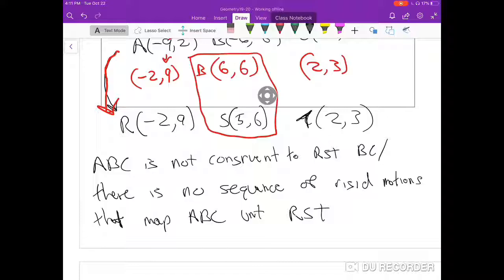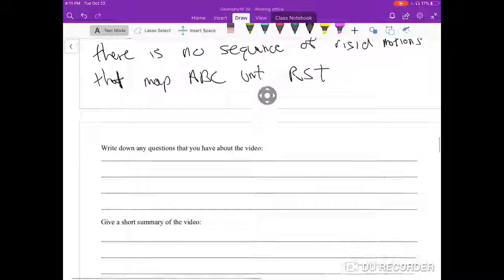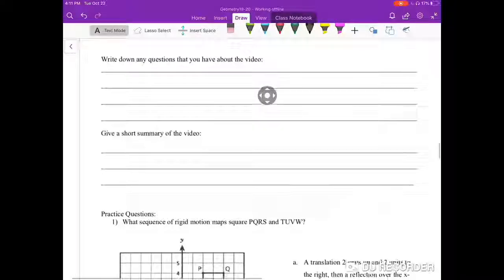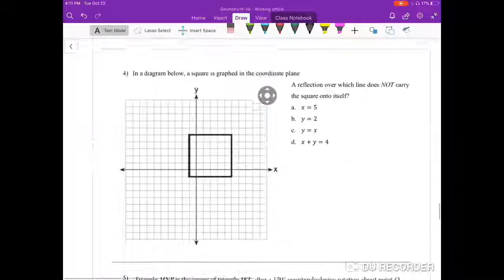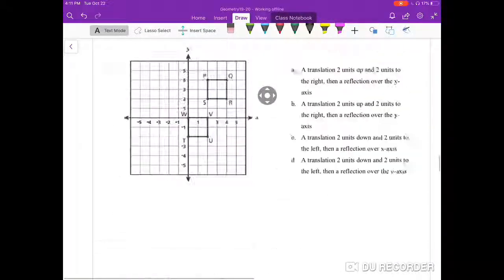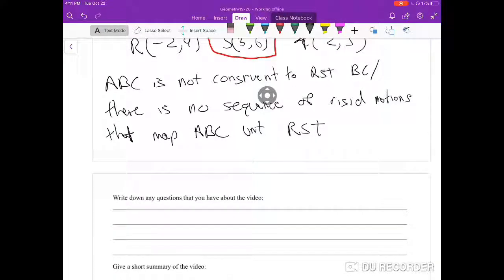All right, so you got to make sure that you be careful and you check both of those to make sure that it works. All right, so again, fill out any questions, give a short summary. These practice questions are super, super important in this packet because you're definitely going to see questions like this on your test. All right, so we'll go over this on our review day. Remember, no mastery check for this, but make sure the practice questions are done.